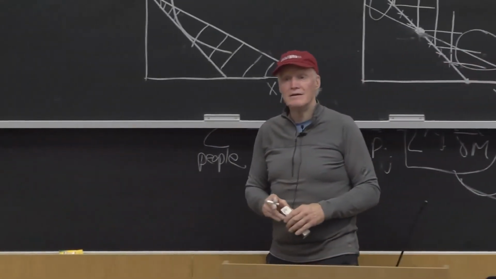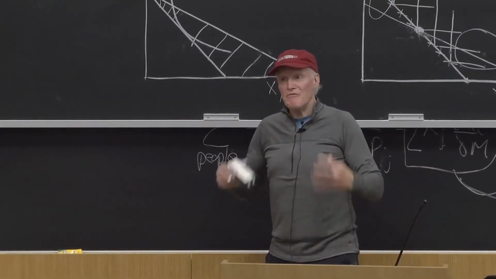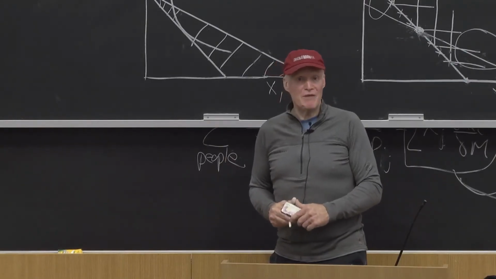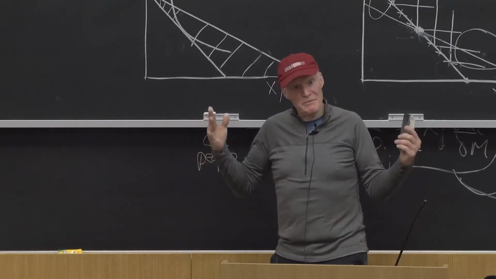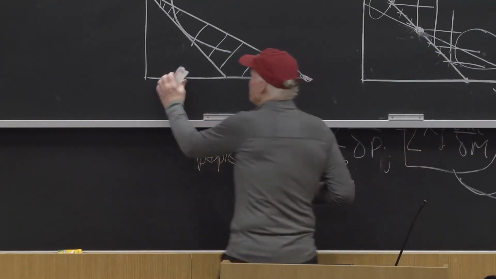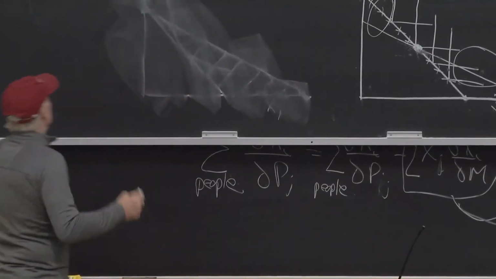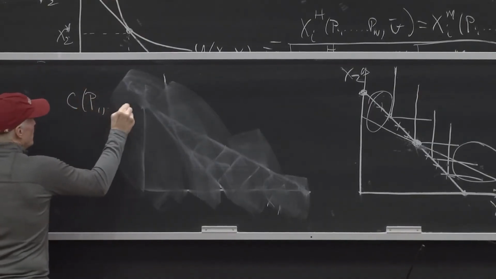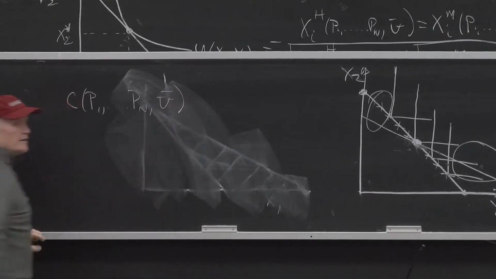Yeah, the maximum utility consumers could achieve. But what function measures whether the cost of living goes up or down? How about the cost function? That might be a good idea, right? The cost function measures the cost of obtaining a given level of utility. So a perfect measure of the cost would be C of P1 up to Pn, U bar, right?